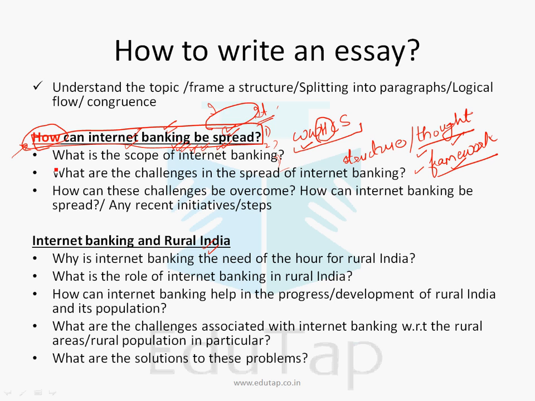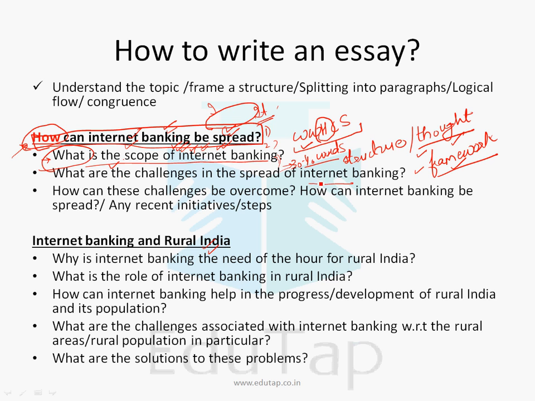Now a suitable structure for this essay can be that you start with, what is the scope of internet banking? You can devote around 30 to 40 words on this question. Right, you start with what is the scope of internet banking. You don't have to write this question in the examination, you just have to frame your answer around this question, the what part.